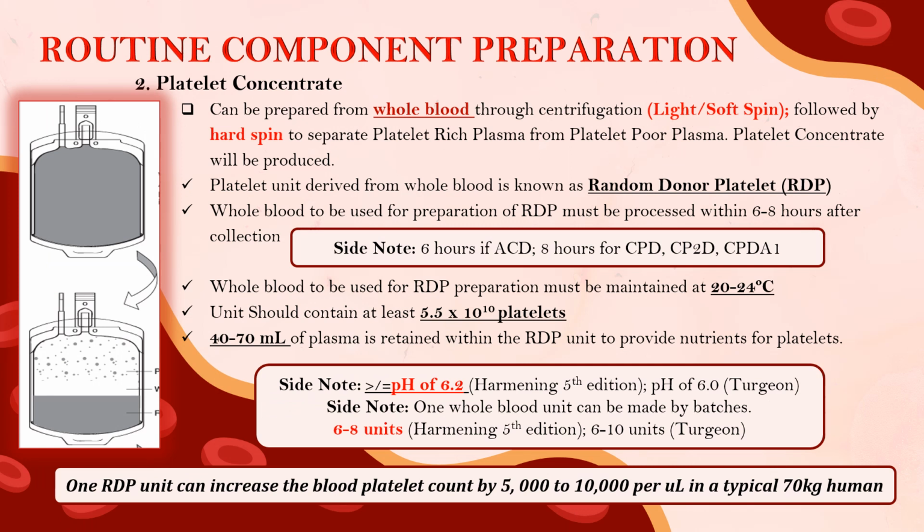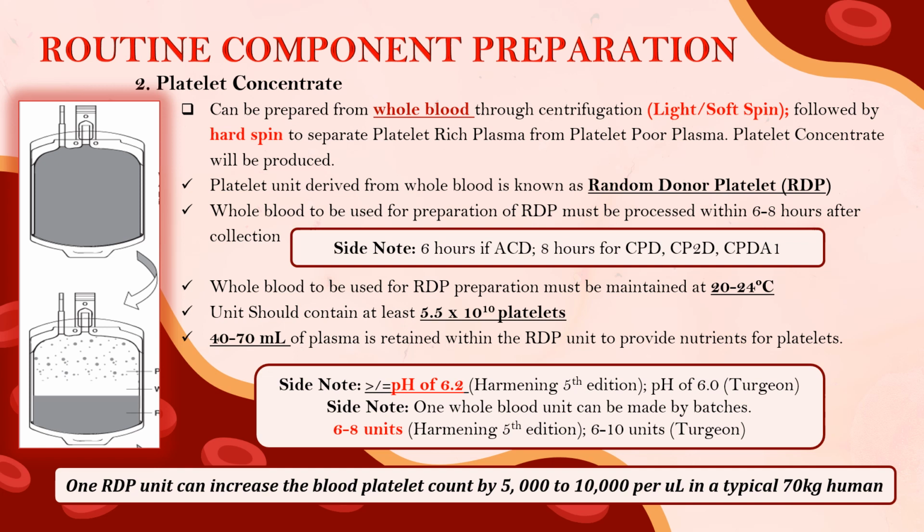Next, we have platelet concentrate. This unit is indicated for thrombocytopenic patients or those patients with a normal platelet count but are dysfunctional or non-functional. This component can be harvested from whole blood via centrifugation and another procedure that includes plateletpheresis.